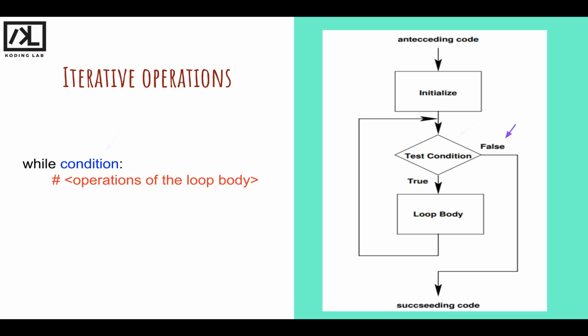So if the condition is false, I will exit the loop and I will go to run the rest of my code. As we can see, in order to get out of the loop, we need the condition to be false. So now let's have some exercises in order to understand more the while loop.